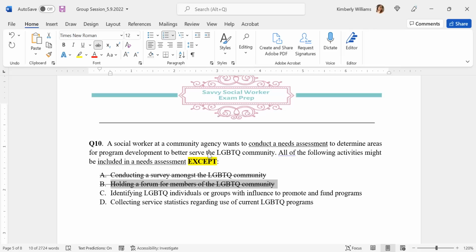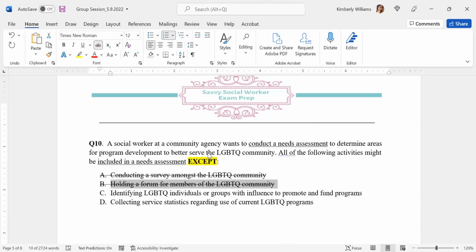You said you think the answer is A as the exception, or is A something that will be in the needs assessment, or are you saying it's not? Because that word accept trips us up. I think it's A or B. I'm confused. So A or B as far as that's not included in a needs assessment? No, I would say that it would be.